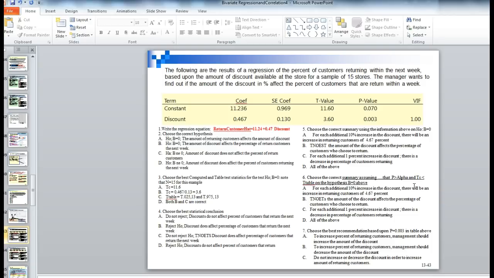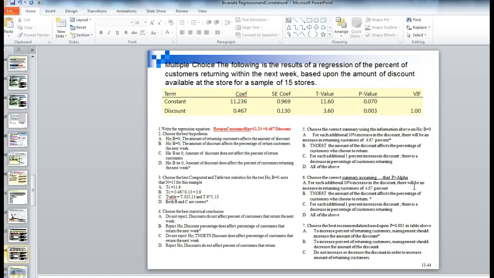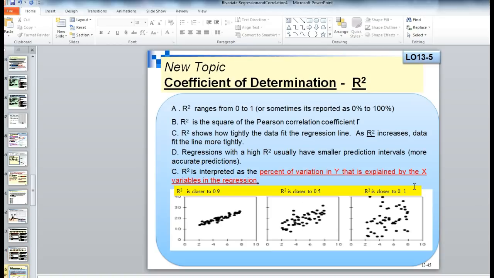All right, so here are some questions with answers, but do the questions first. Don't just look at the answers. Do the questions first and then make your mistakes.